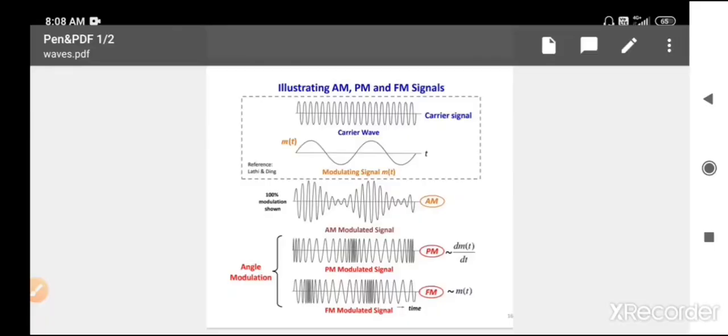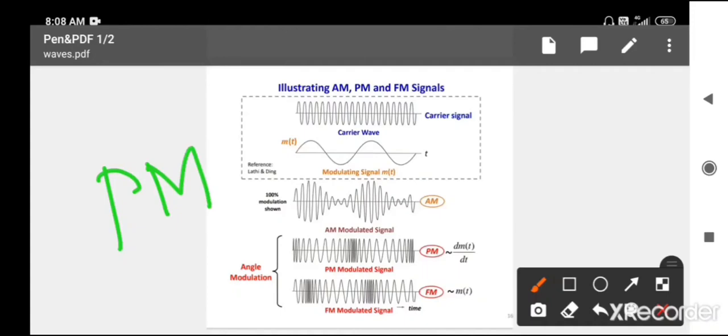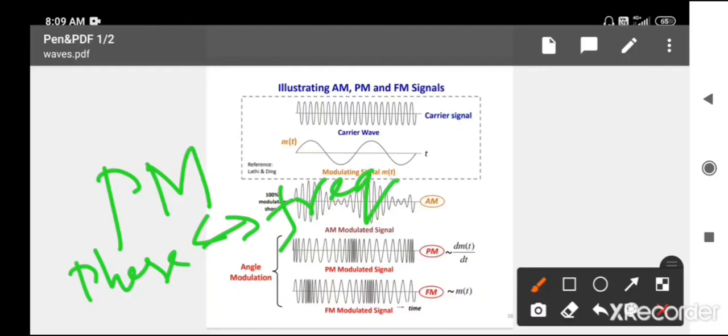Now we are going to see the PM equation. PM is nothing but phase modulation. It is also a type of angle modulation, and in this the phase of the carrier signal varies as per the amplitude variation of the message signal. And here also we can see that if the phase is changed, the frequency is also changed. But the thing is, they are independent, not directly proportional.